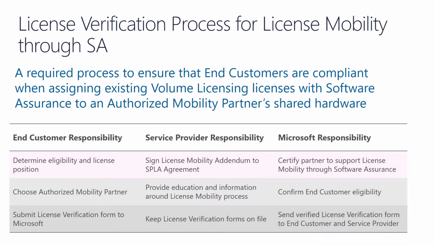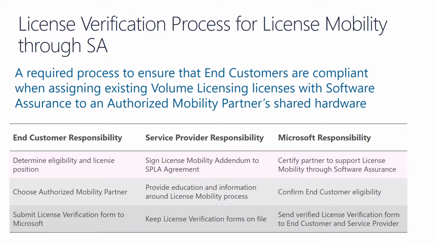This is a useful slide to give a summary of the whole license verification process and the parts that the different organisations play in a successful deployment of workloads via the license mobility through SA rights. Now, looking down the service provider column, you can see a reminder of how a service provider becomes a license mobility through SA partner. They sign the license mobility addendum that I've mentioned, and they will help the end customer with the rest of the process.